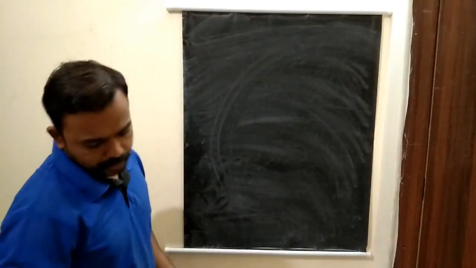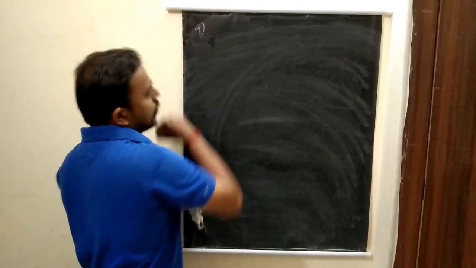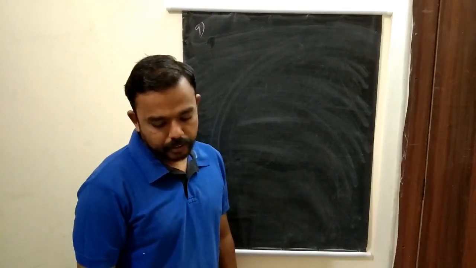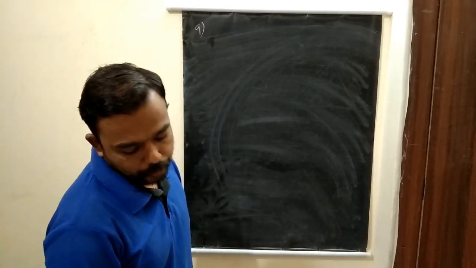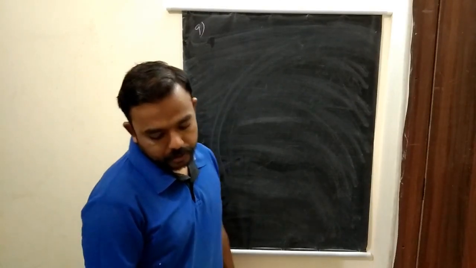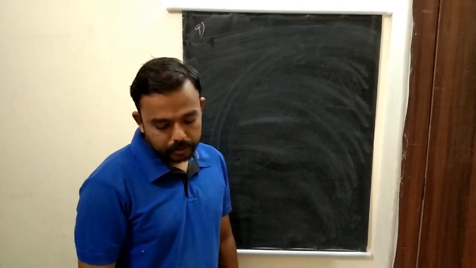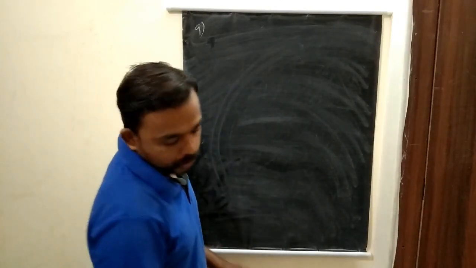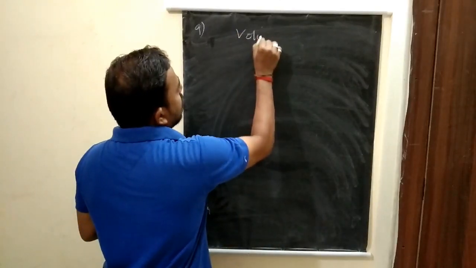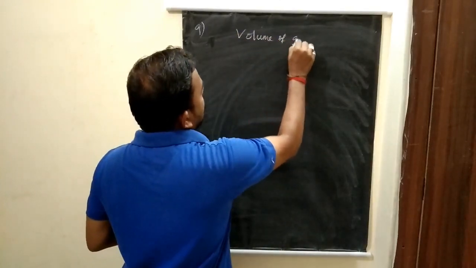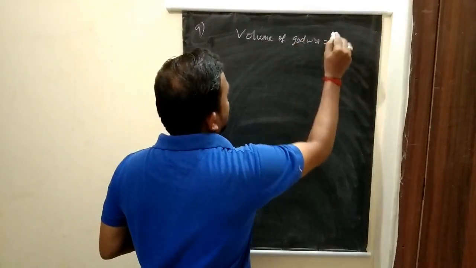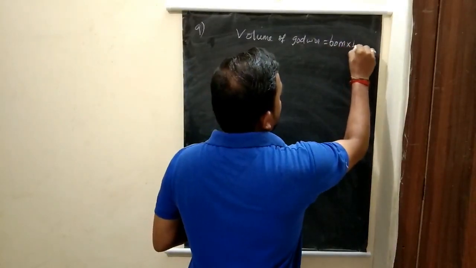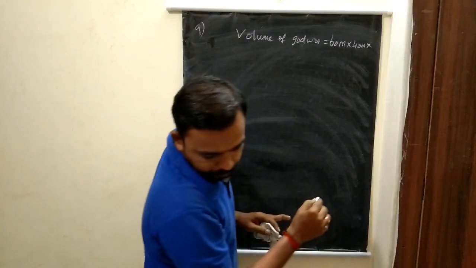Right. Next problem, example 9. A godown is in the form of a cuboid, 60 meter, 40 meter, 30 meter. How many cuboidal boxes can be stored in it? Volume of one box is 0.8 meter cube. So volume of godown is given as 60 meter into 40 meter into 30 meter.